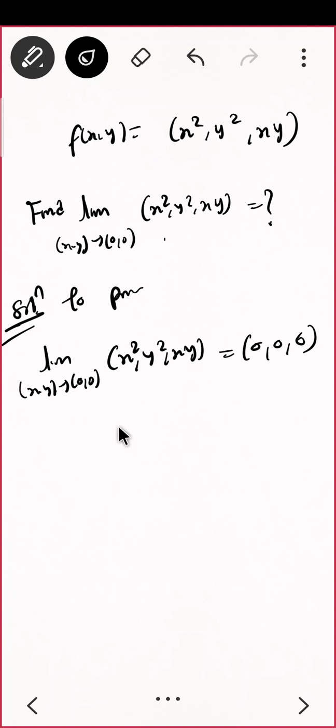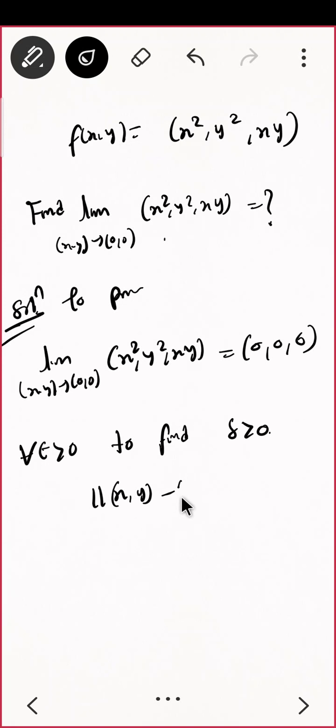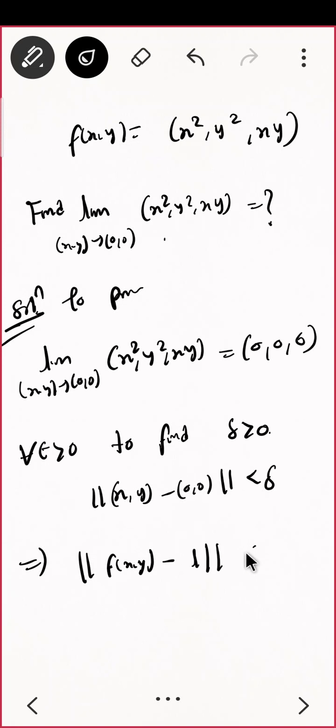How do you start? For all epsilon positive, find delta positive such that norm of (x,y) minus (0,0) less than delta should imply norm of f of (x,y) minus L is less than epsilon, where this norm is over 3 variables and this one is over 2. You must understand that. You can solve it a little later. So let us do the consideration part.